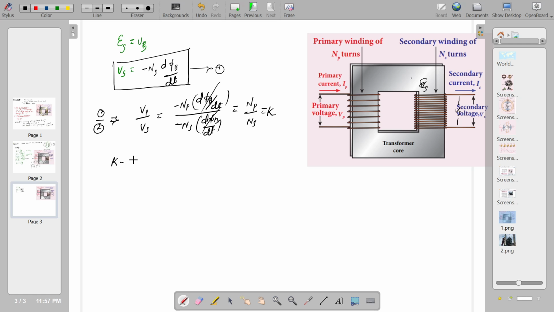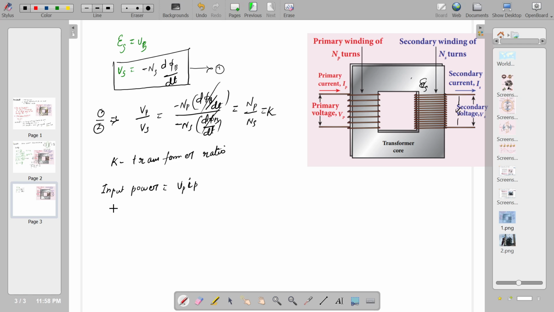So the constant k is called the transformer ratio. Now we know how we can calculate the power. If you are taking the input power, it is the voltage times the current, where voltage is Vp and current is Ip. In general, this unit is a power unit. So this is the input power.